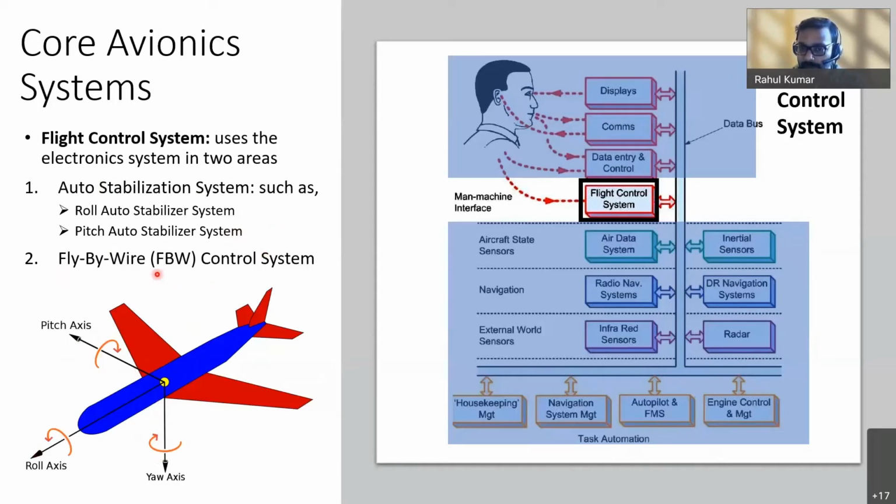Then you have the fly-by-wire control system, which provides continuous automatic stabilization of the aircraft. They use motion sensors to stabilize it. With the help of several sensors installed in the aircraft, the aircraft is automatically stabilized, or its stability is maintained.